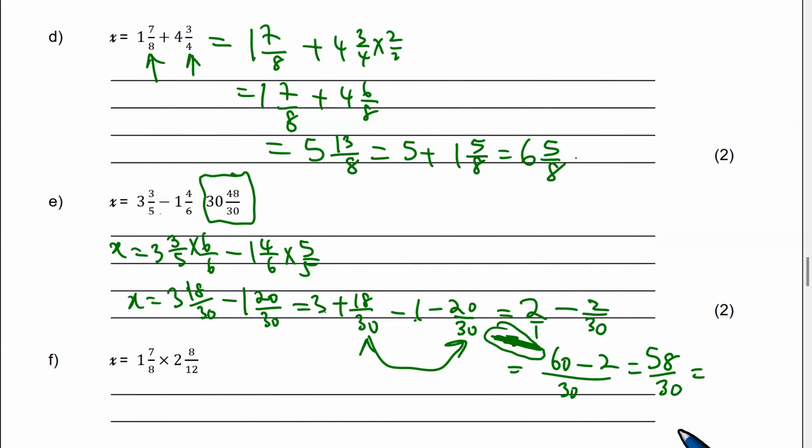So 30 goes how many times into 58? Once. It goes once. Remainder what? 2. Remainder 28 out of 30. Divide 28 and 30, what do you get? Simplify 28 out of 30. It says 14 over 15. 14 out of 15.